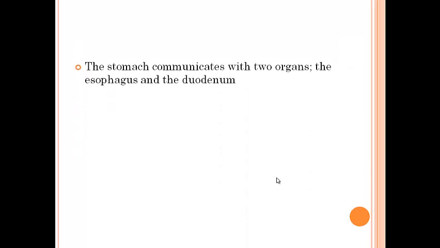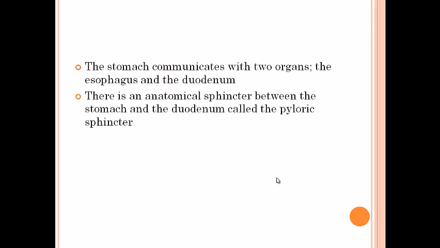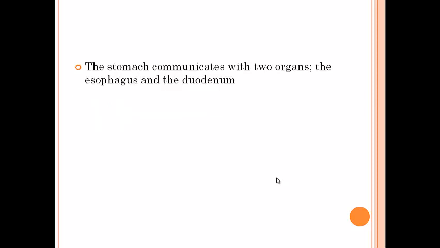Now, the stomach communicates with two organs. It communicates with the esophagus at its origin. So the beginning or the upper part of the stomach communicates with the esophagus. And then the end of the stomach communicates with the duodenum. Now, remember, the point that we brought this up for is that since it communicates with two organs, at any given time the contents of the stomach can pass in between these two organs depending on the pressure.